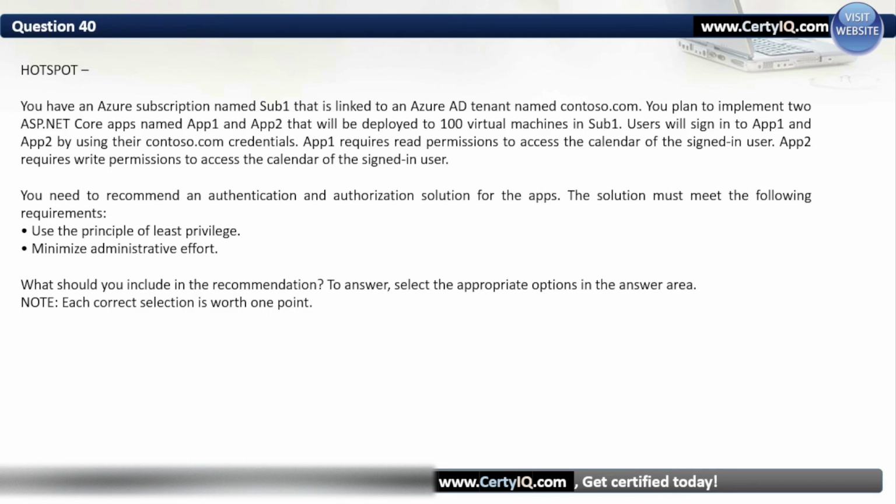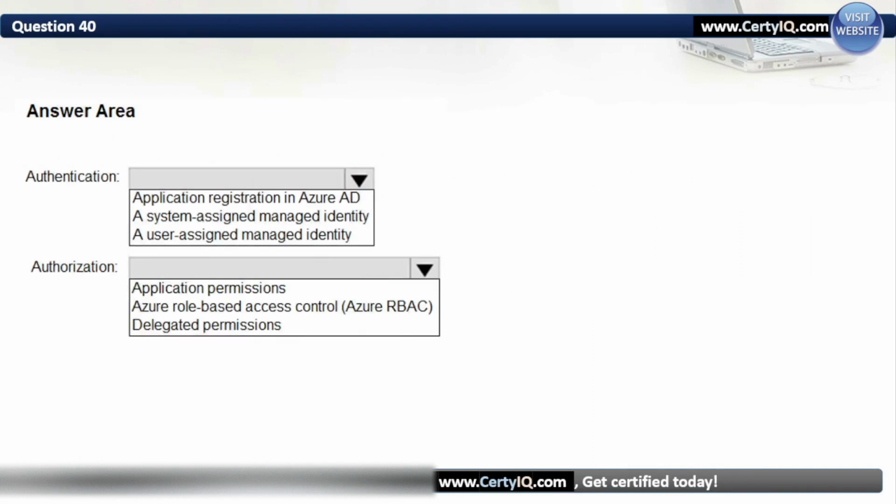To answer, select the appropriate options in the answer area. Note, each correct selection is worth 1 point. To the answer area, authentication. The correct option is a user assigned managed identity. To the next statement, authorization. The correct option is delegated permissions.